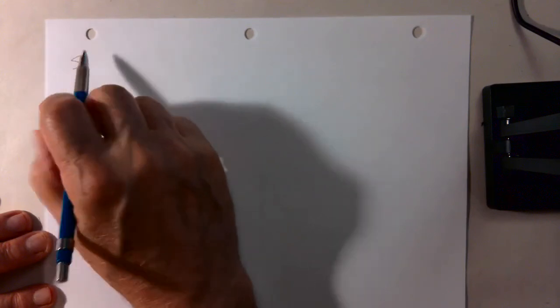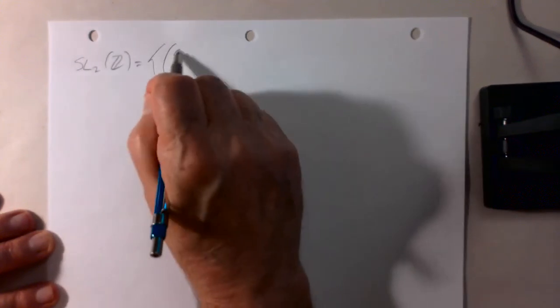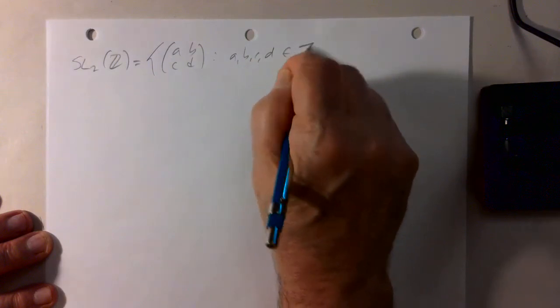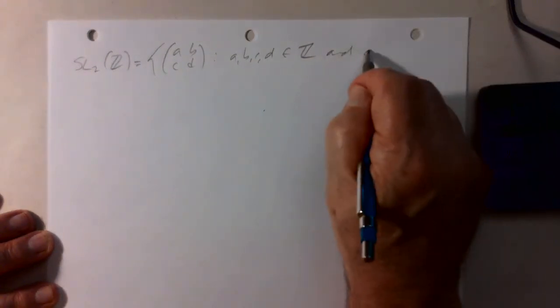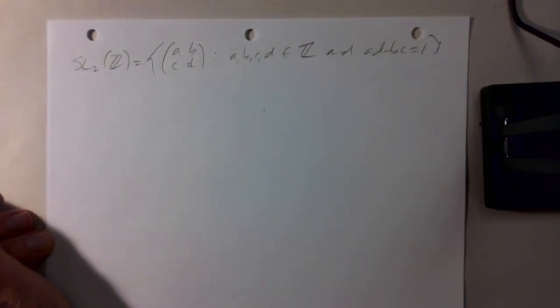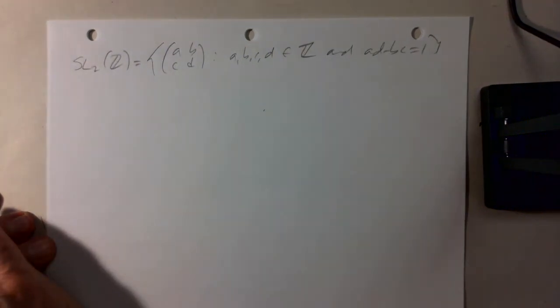What's another example? Suppose I take the group, I'll use this funny notation, SL2Z. By this I mean the set of all 2 by 2 matrices where A, B, C, and D are integers, and the determinant AD minus BC equals 1. So you should know about 2 by 2 matrices, either from wherever or from linear algebra. And multiplication of matrices is associative.